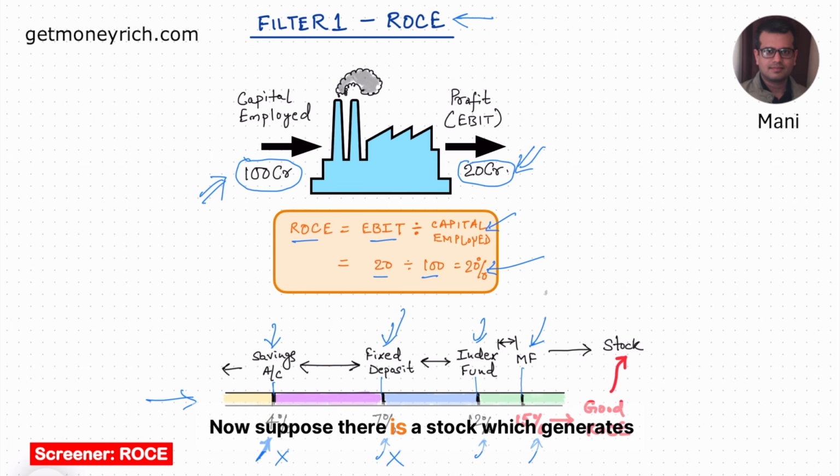Now suppose there is a stock which generates 12% ROCE. Not bad, but this 12% you can get by simply investing in an index fund. It will give you a long-term 12% return.